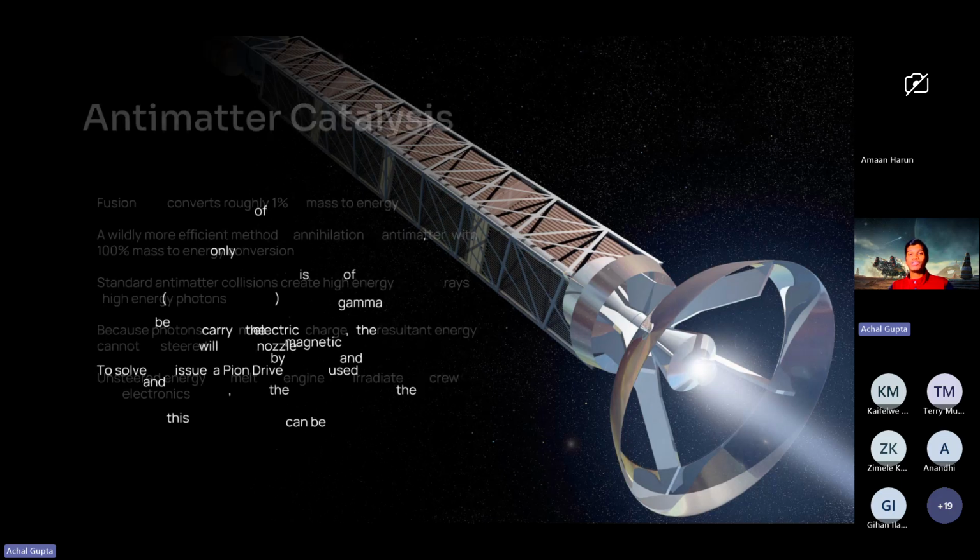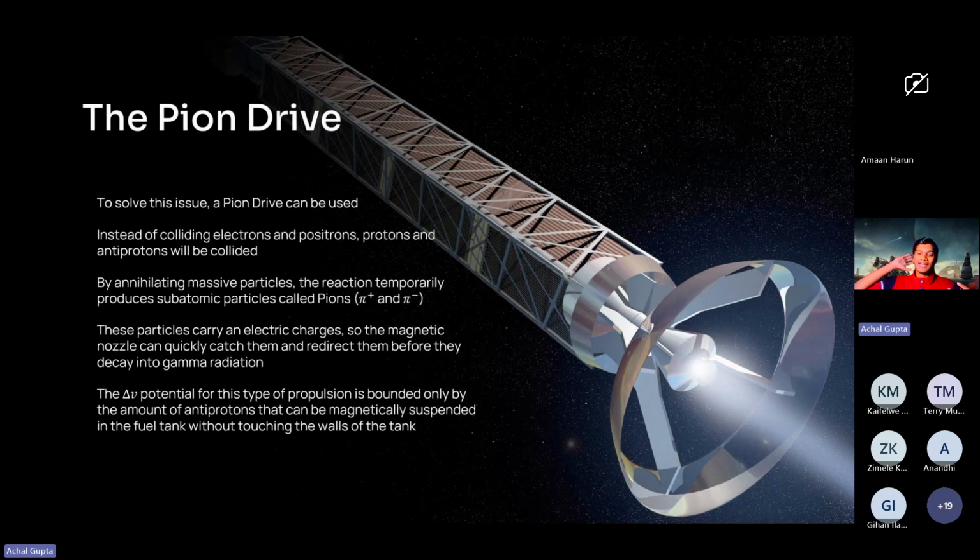The solution is to use a pion drive. So instead of colliding electrons and positrons, you collide protons and antiprotons. And for a brief moment after the collision, they produce charged particles, which are called pions, so pi plus and pi minus. And because they carry an electric charge, your magnetic nozzle can easily push them out of the way really, really quickly before they decay into high energy gamma.